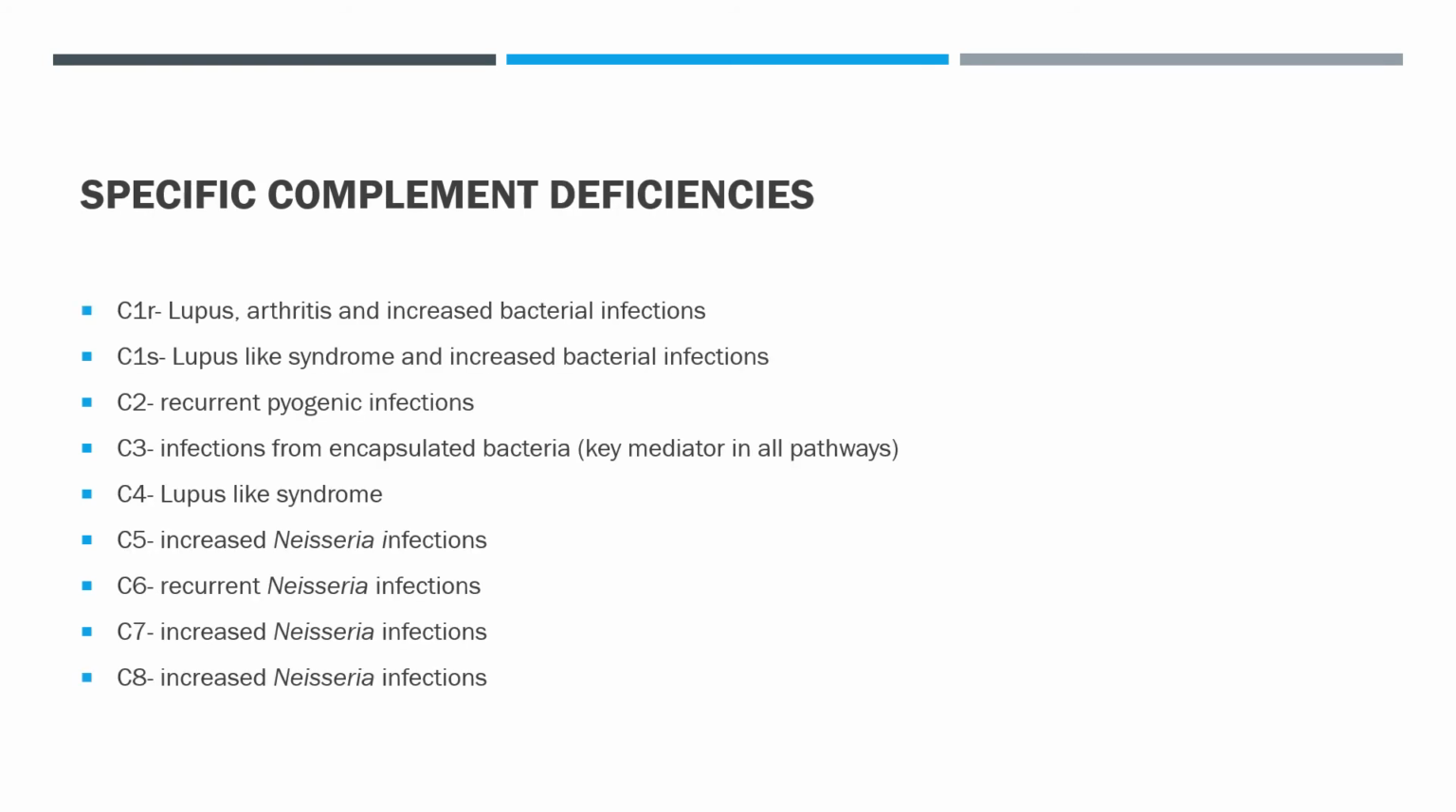Specific complement deficiencies. Most of the time, people that have complement deficiencies have Neisseria infections or lupus-like syndromes. That's something important to remember. But you can take a look at this list on your own. You can see that with a C1R deficiency, your patient will have lupus, arthritis, or increased bacterial infections, and that goes all the way through C8. So feel free to look these over.